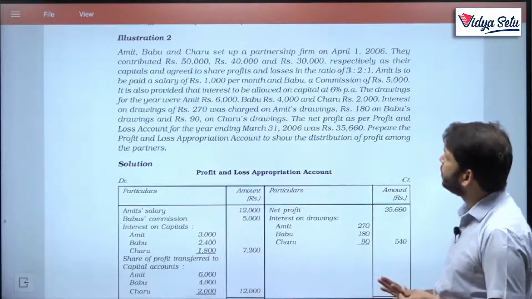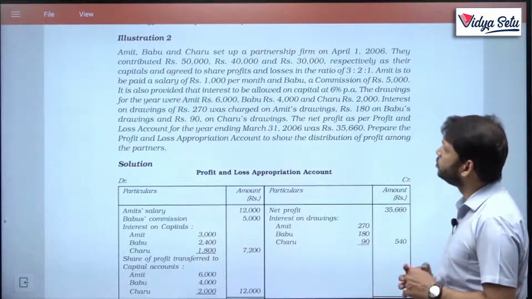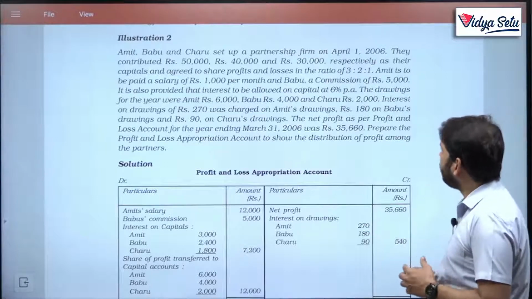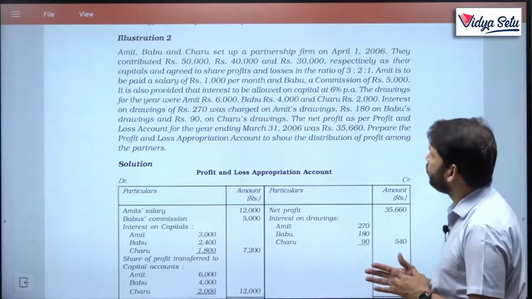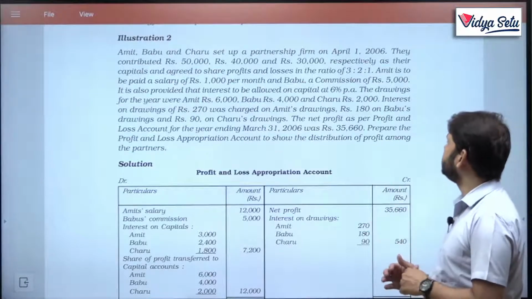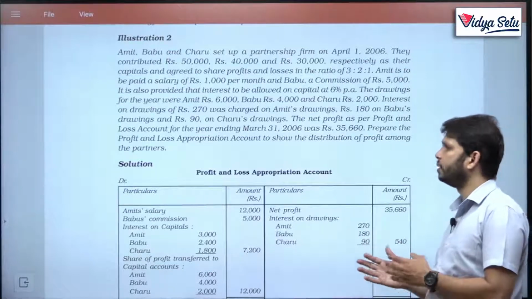Interest on drawings of rupees 270 was charged on Amit's drawings, rupees 180 on Babu's drawings and rupees 90 on Charu's drawings. The net profit as per profit and loss account for the year ended 31st March 2006 was 35,660. Prepare the P&L appropriation account to show the distribution of profit among the partners.